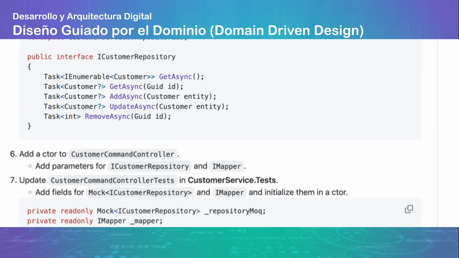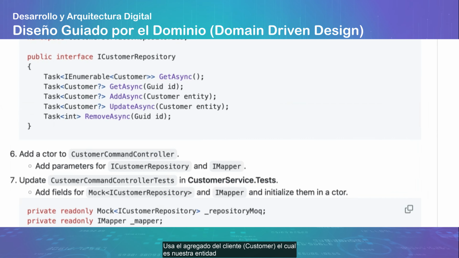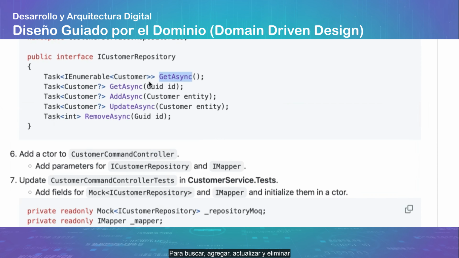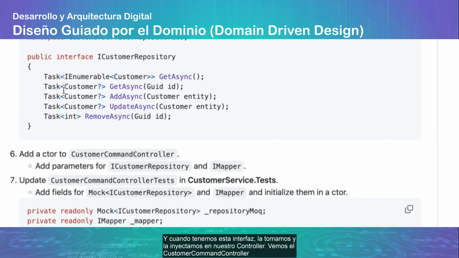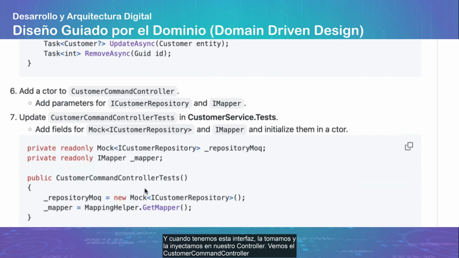That's great. Exactly. And here's an example of a repository pattern. So here's an interface called ICustomerRepository. It uses the customer aggregate. That's our entity, and you see there are methods to get, add, update, and remove. And once you have this interface, we go ahead and take that interface and we inject it into our controller, right?